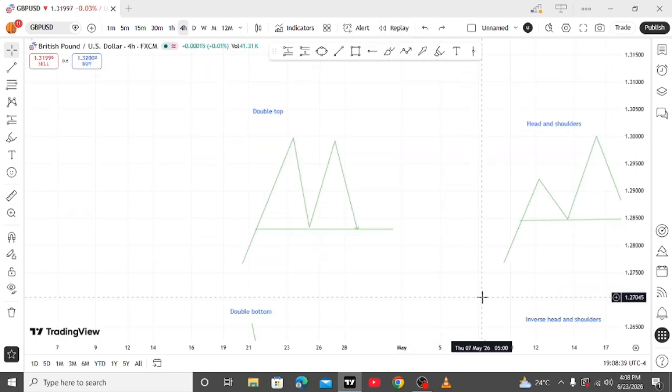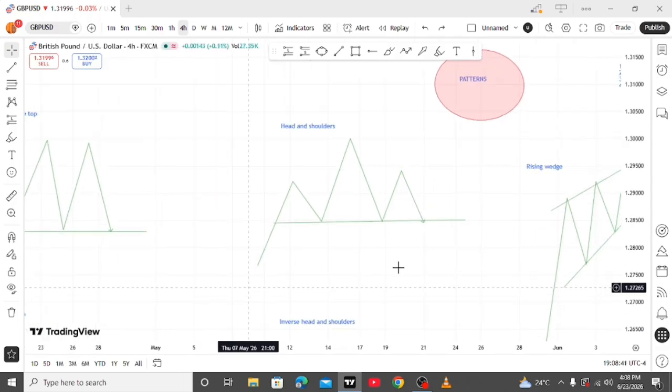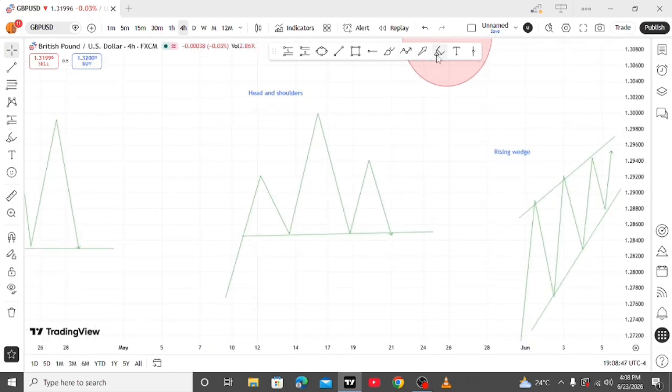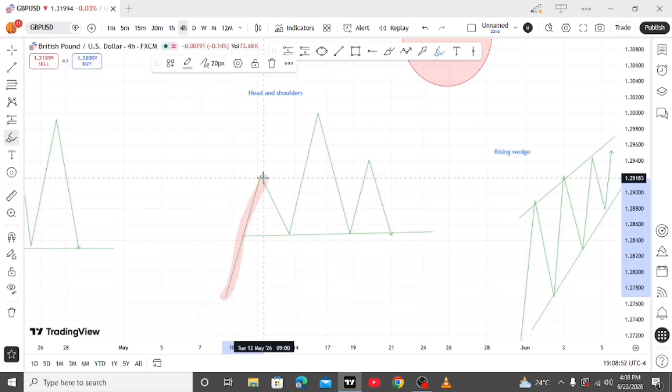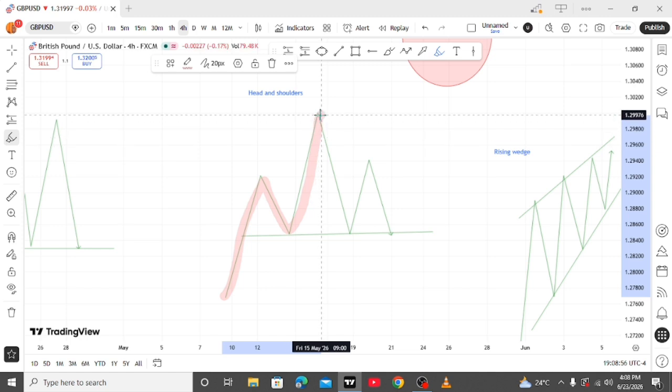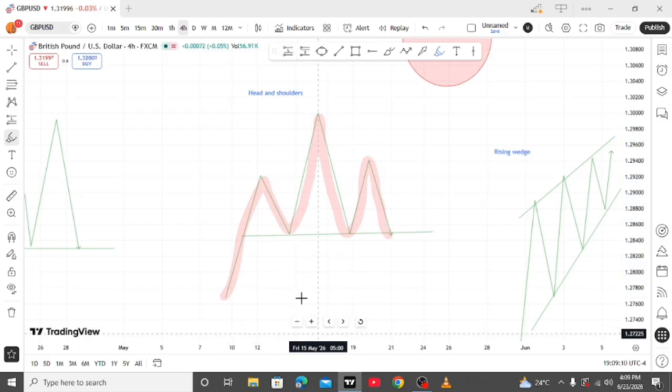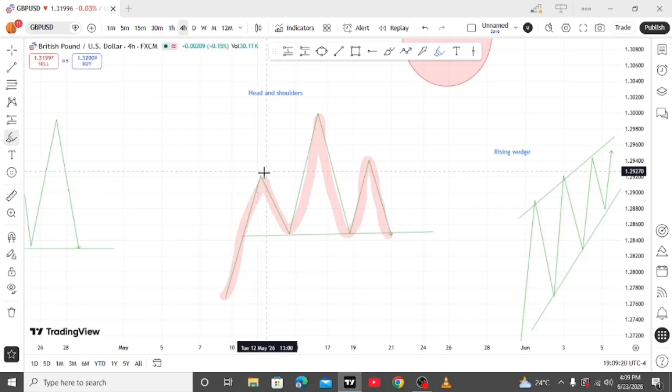And now let's go over to the head and shoulders. So now this is the head and shoulders, and as you can see right here, the market goes up, creating a high, and then goes down, and then goes up again, creating a higher high, and then goes down, then goes up. This is a lower high because it's lower than the other high, so it goes down. So this is called head and shoulders. This is the right shoulder, this is the head, and this is the left shoulder.